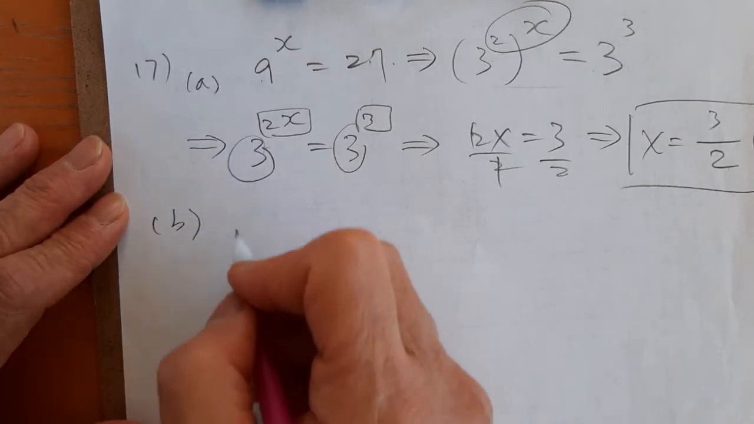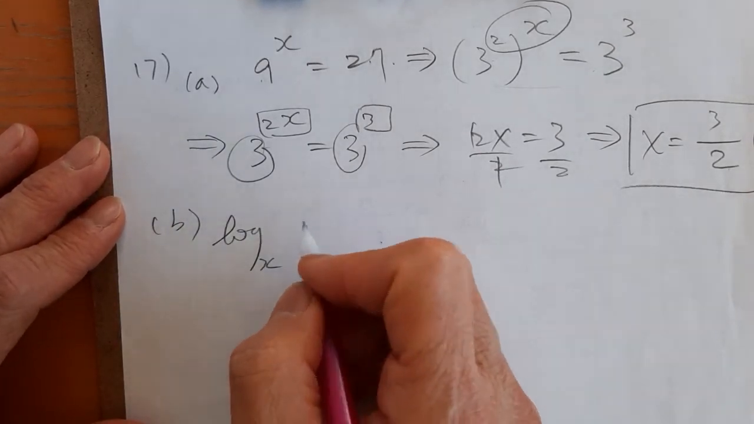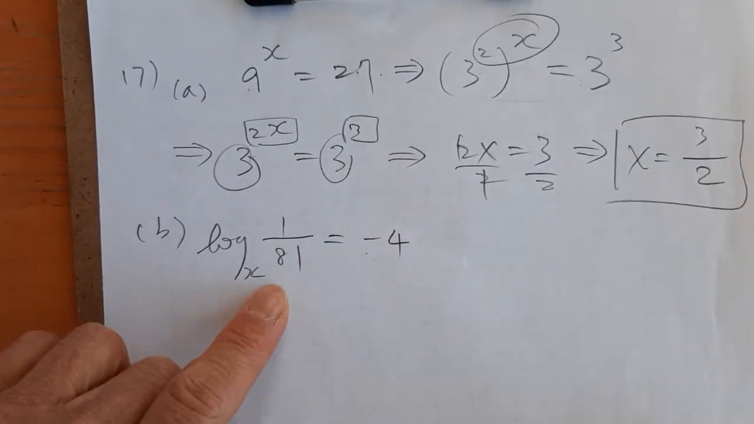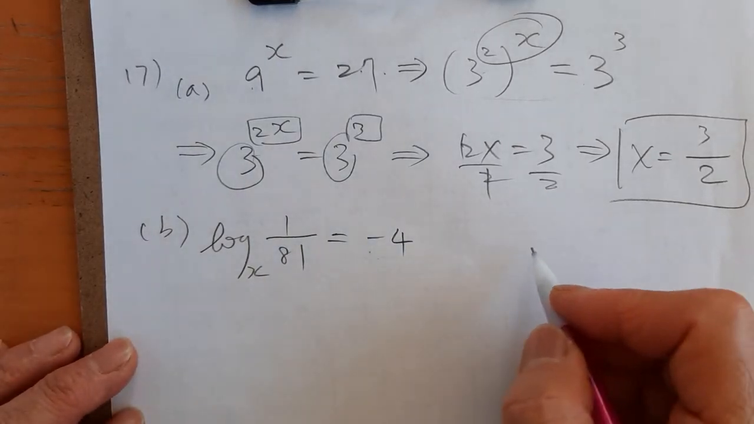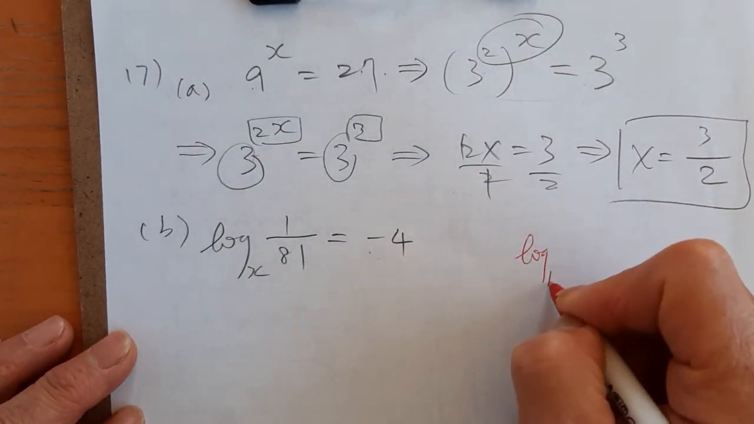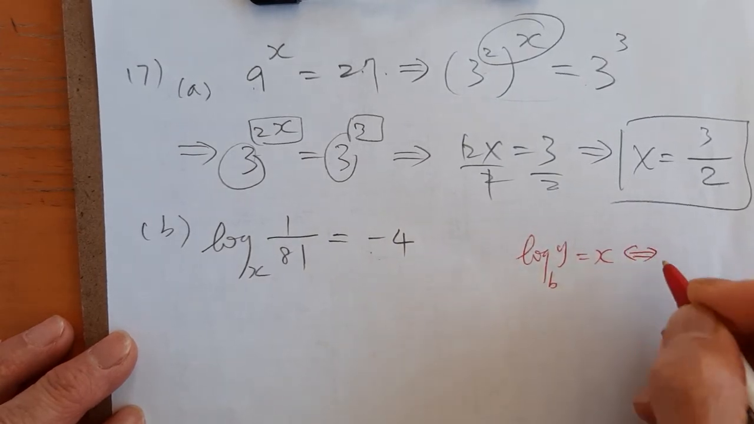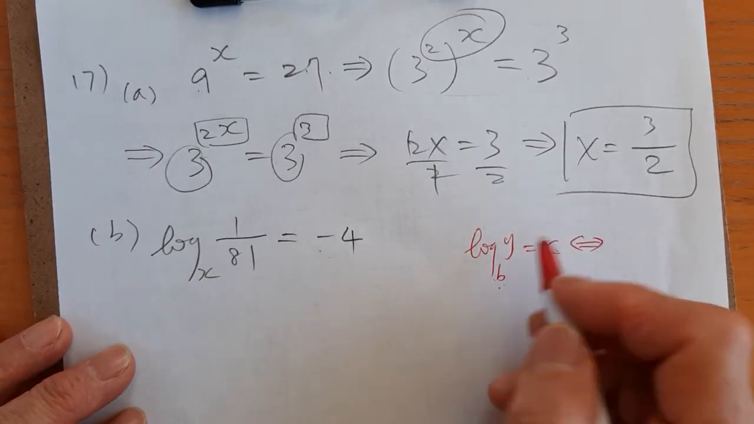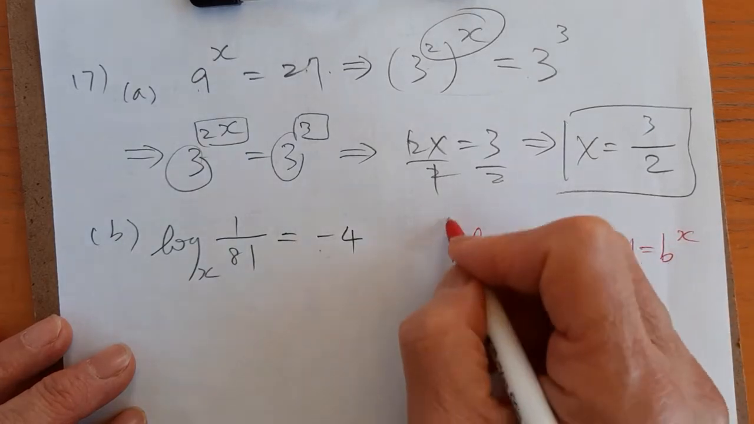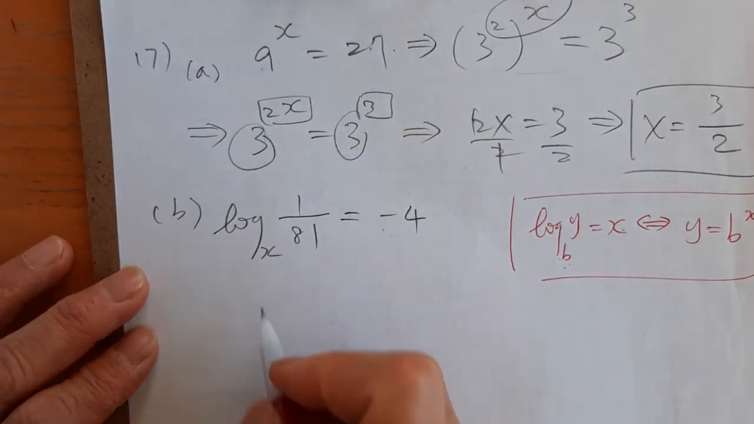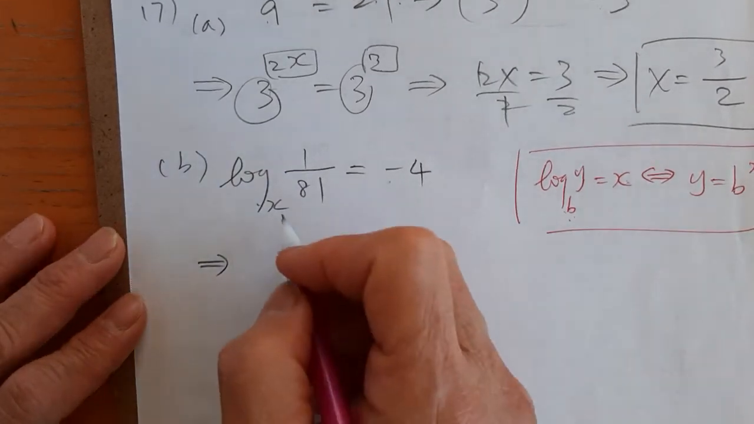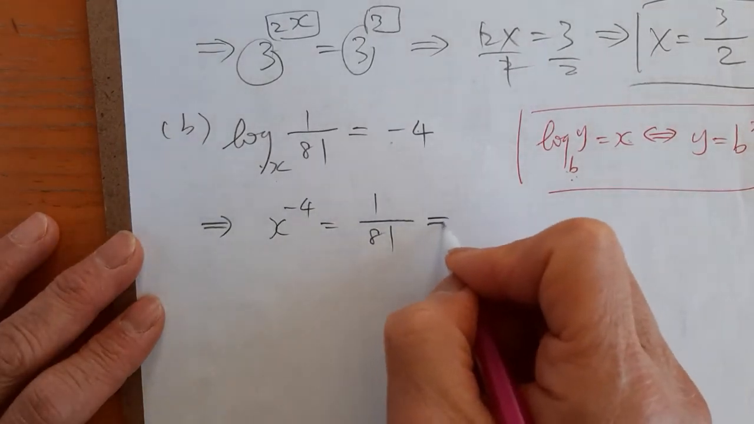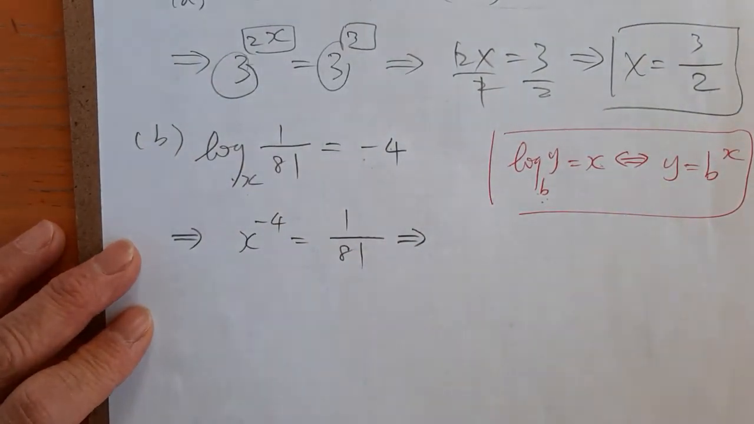B is log base x of 1 over 81 equals -4. Solve for x. This also uses the formula: log base b of y equals x changes to exponential form b to the power x equals y. So you can change from logarithm form to exponential form: x to the power -4 equals 1 over 81. And then use the negative exponent rule.